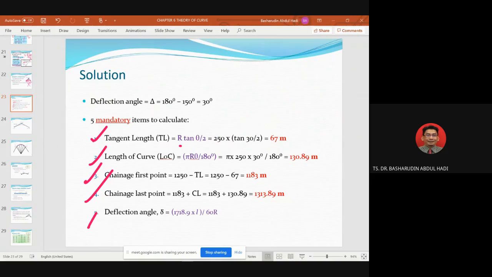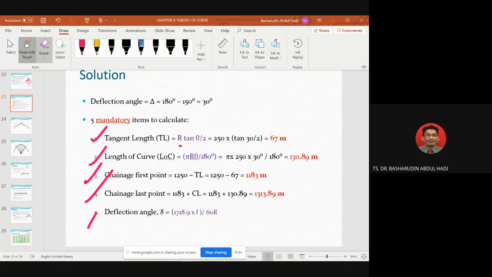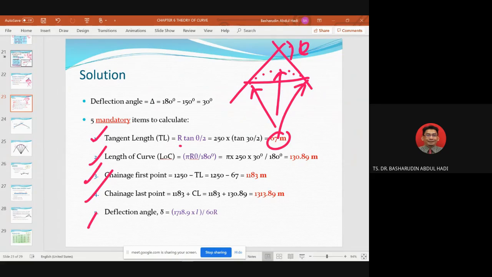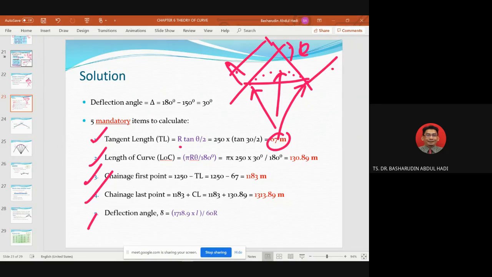So our question now, what is the meaning of 67 meter? Still remember this arc? This one is your deflection angle, this one your curve, this one your radius, and so on. Tangent length is the length from here to here, from here to here. Normally we make this one T1, this one T2.